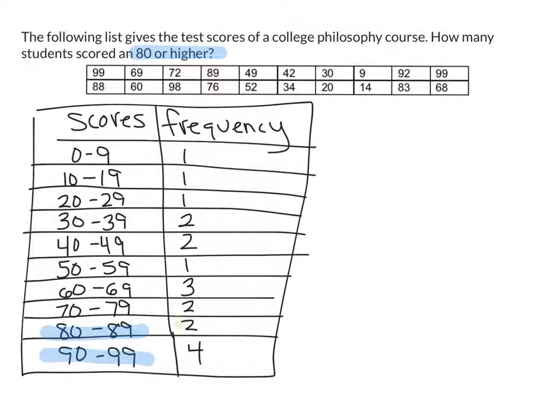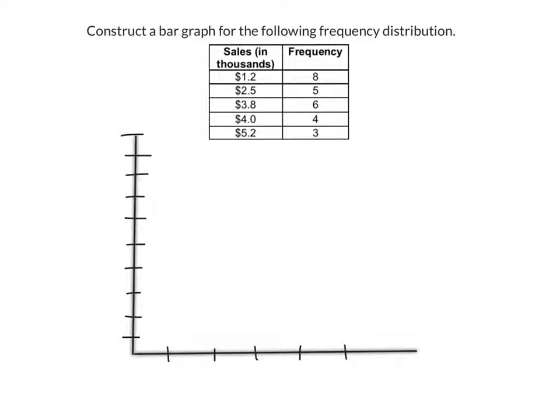And we'll look at the corresponding frequencies, which is 2 and 4. So the number of students that scored an 80 or higher is found just by adding these two values together. So 2 plus 4 equals 6. So that tells me that 6 students scored an 80% or higher on the test. Construct a bar graph for the following frequency distribution.